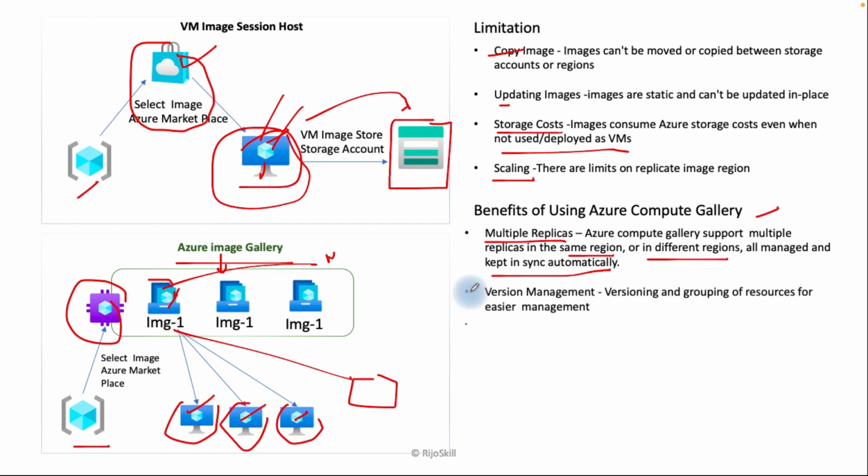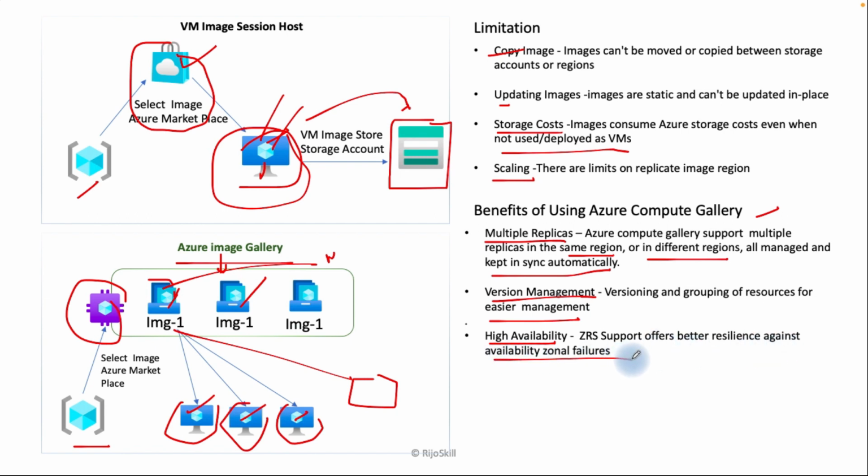So next one, version management, because the image is not static. Each time you can change and update, and you can change the version and grouping of the resource, which is easier to manage. Next, high availability. One of the main things is support for zone redundant storage, for better resiliency against availability zone failure. If any zone in the region fails, you have no worry about this one because you are provided the high availability SLA support.